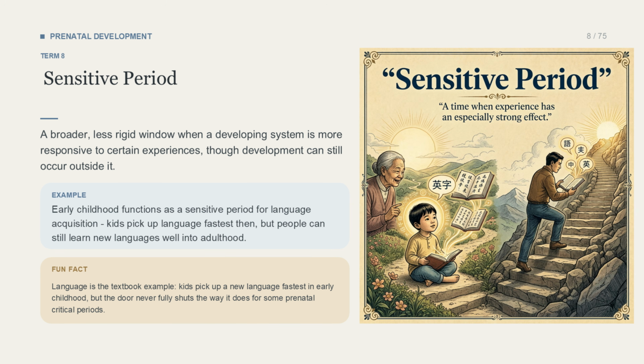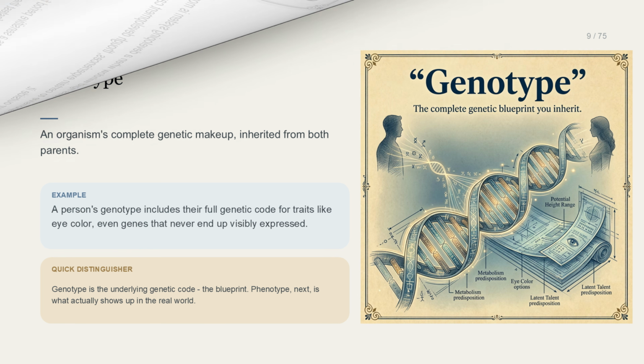8. Sensitive period. A sensitive period is broader and more flexible than a critical period. It is a time when a developing system is especially responsive to certain experiences, but learning can still happen later. For example, language. Young children tend to pick it up more easily, but adults can still learn a new language.